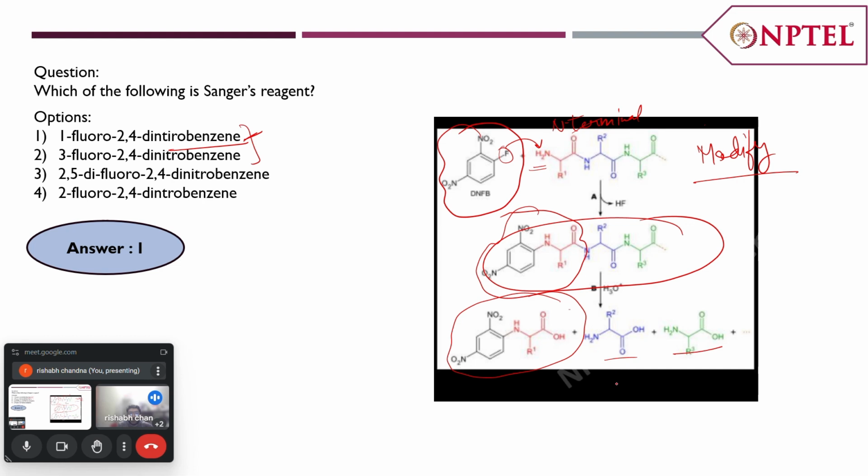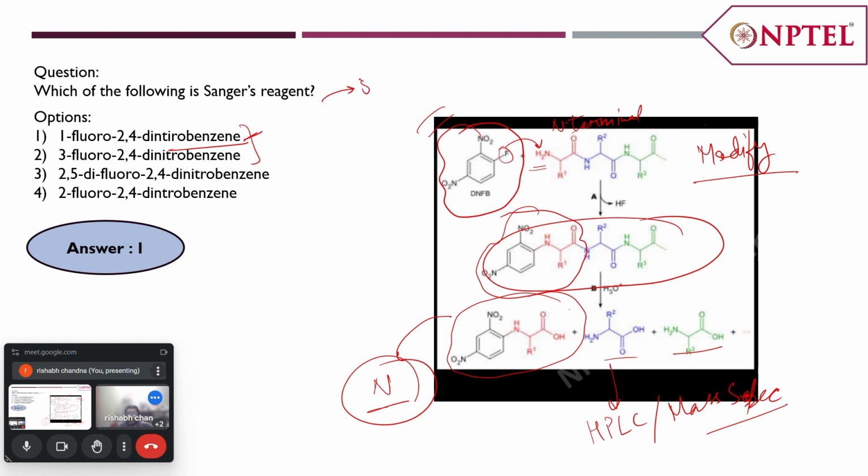And then what we do is run HPLC or mass spec to determine the amino acid sequence that we have, and we will know what amino acid is present at the end terminal. So this is how the Sanger sequencing for protein is done. And he sequenced the first protein, that is insulin. It was generally the 51 amino acids that he sequenced using this reagent. Okay, so any doubts?